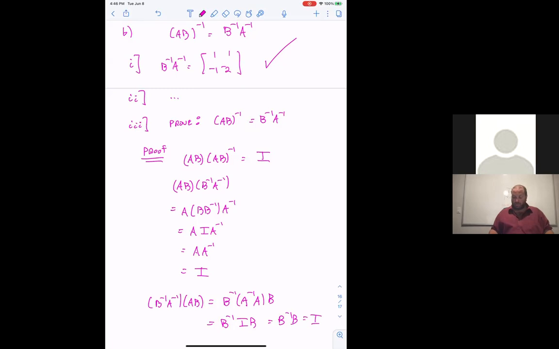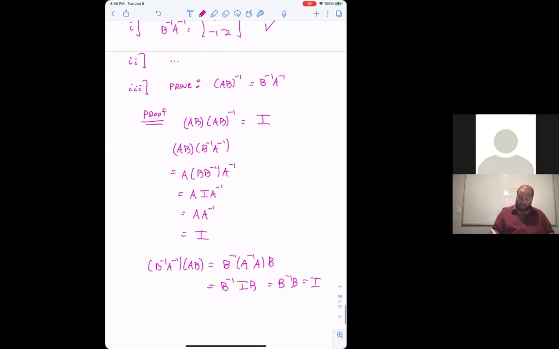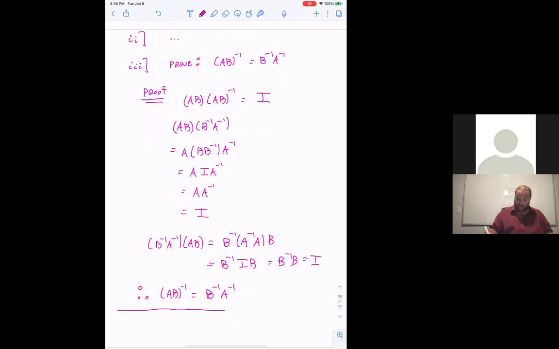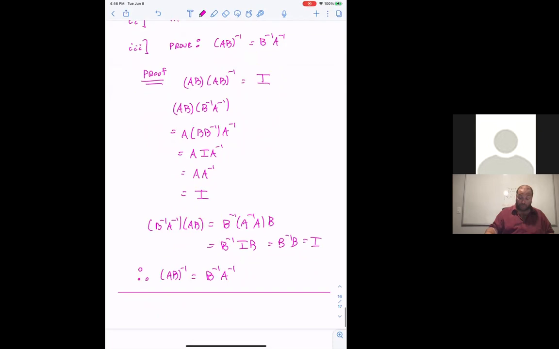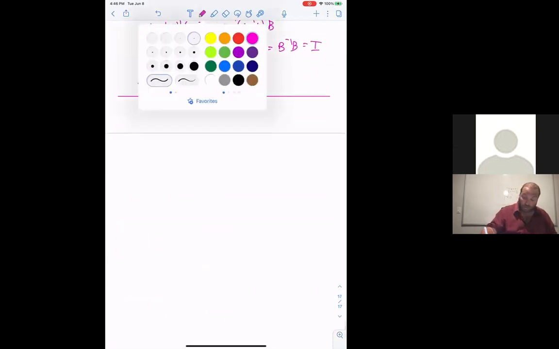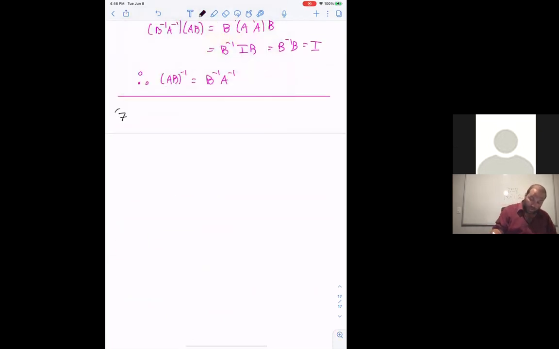So you see that it works both ways, and therefore the inverse of a product is the reverse product of their inverses. Very important property from a theoretical perspective and for applications. Okay, 2 to go. Question number 7.